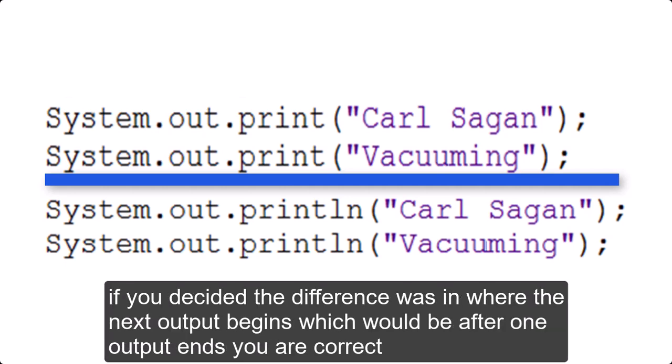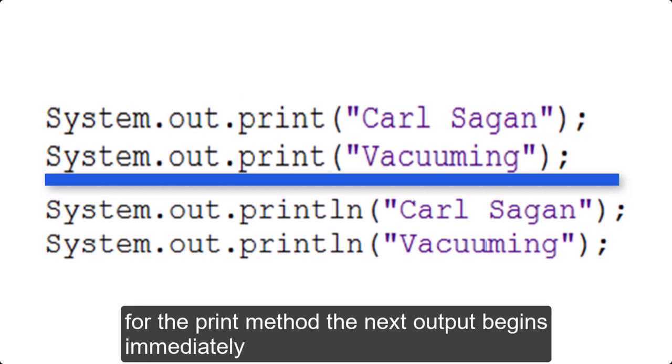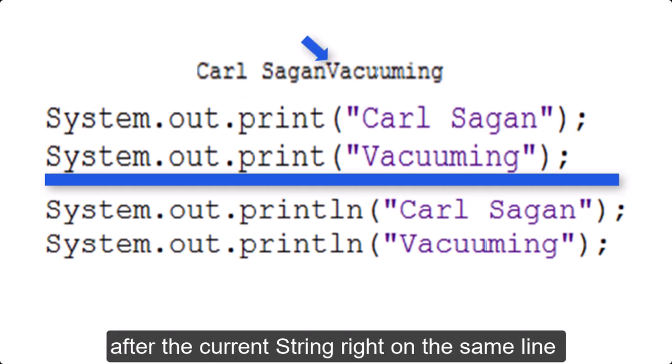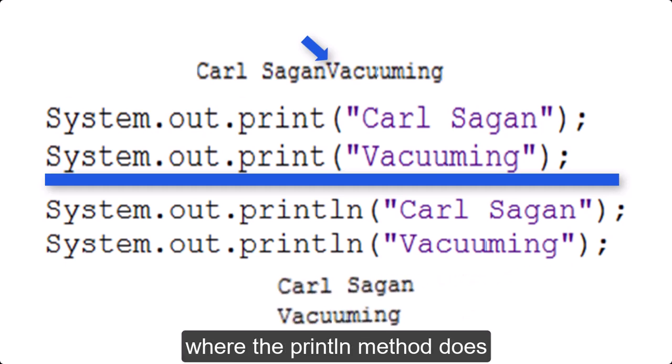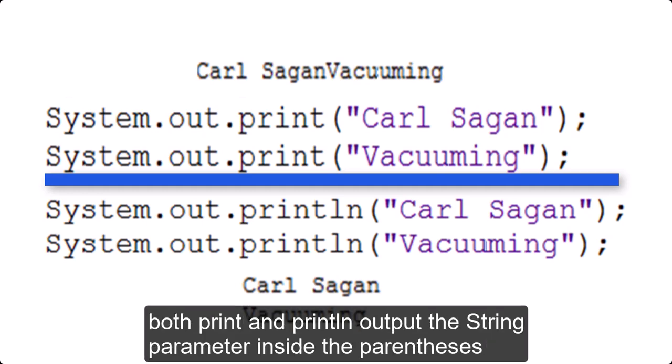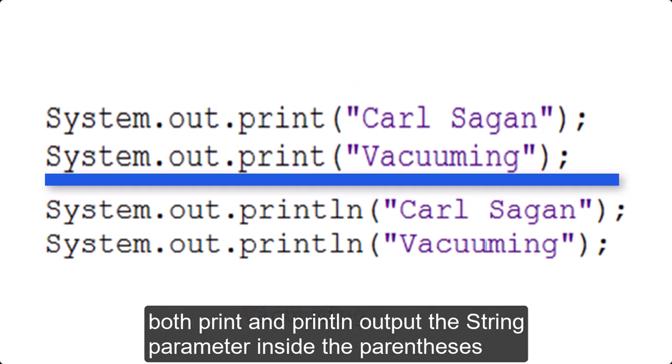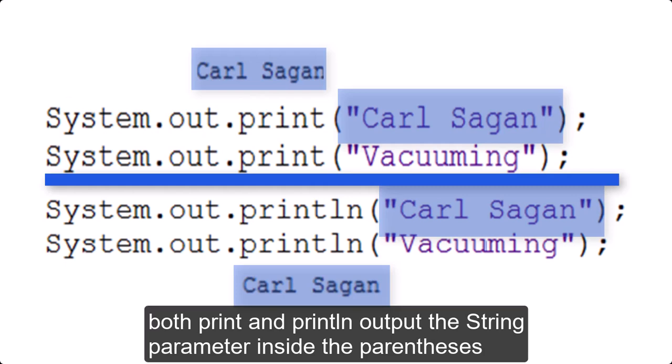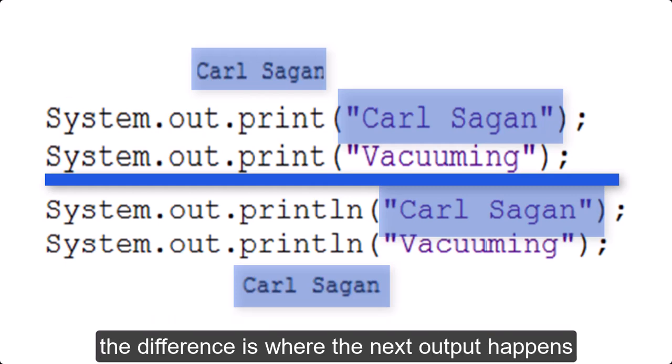If you decided the difference was in where the next output begins, which would be after one output ends, you are correct. For the print method, the next output begins immediately after the current string, right on the same line. The print method does not provide a line feed, where the println method does. Both print and println output the string parameter inside the parentheses. The difference is where the next output happens.